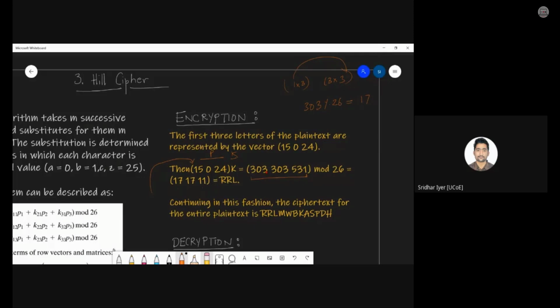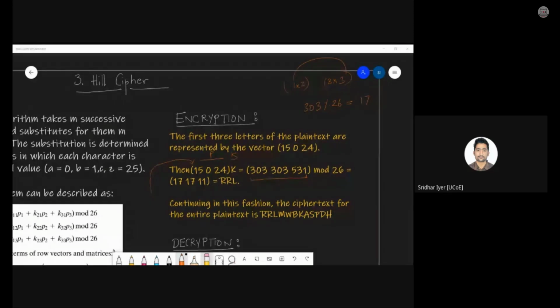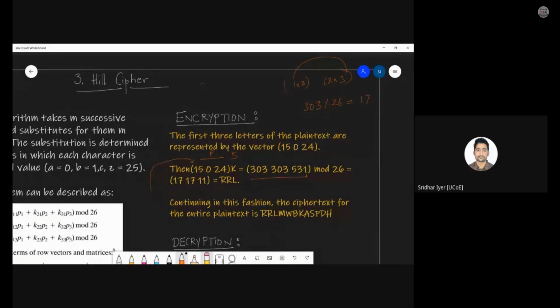Isn't it simple? Yes or no? If you want any further explanation, I will repeat it once again. Let me revise it. You got the first three characters of your plain text. It was PAY. You converted that into numbers, so you got a vector of the format 15, 0, 24. Now you need to multiply it with the K matrix. That is according to your formula. What is the formula? C is equal to P dot K, the result, mod 26.